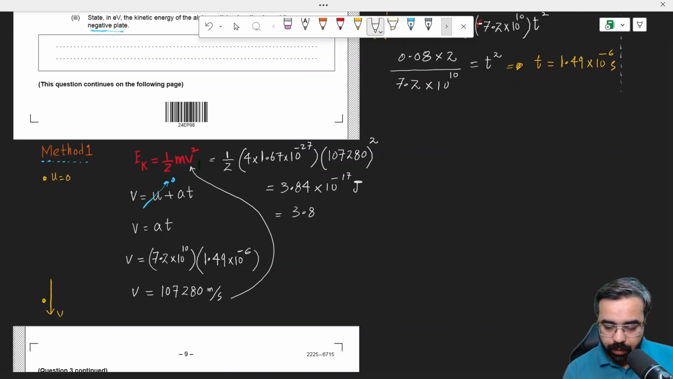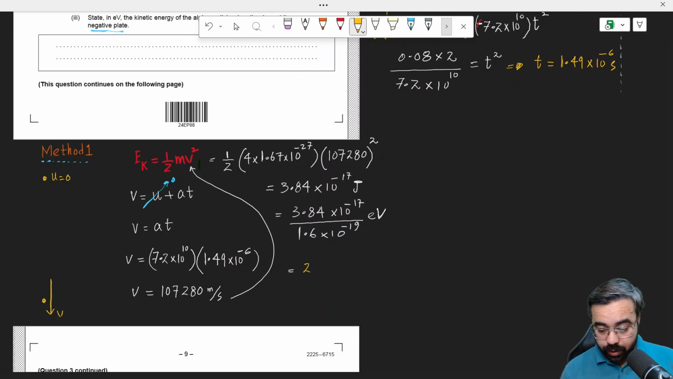But since they ask us to convert it into eV, we must divide this answer by 1.6 times 10 to the power negative 19, and then this joule will convert into eV. So finally, we got the energy 240 eV, electron volts. So this is the energy of the alpha particle.